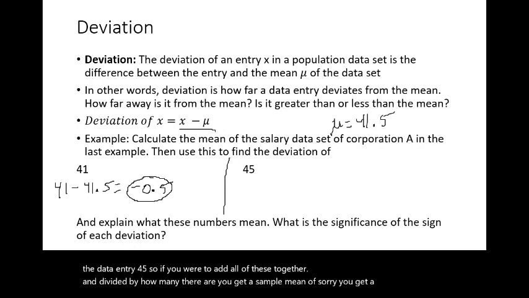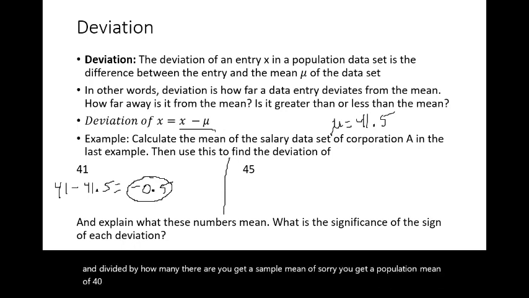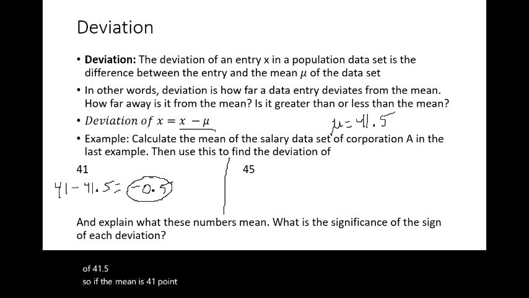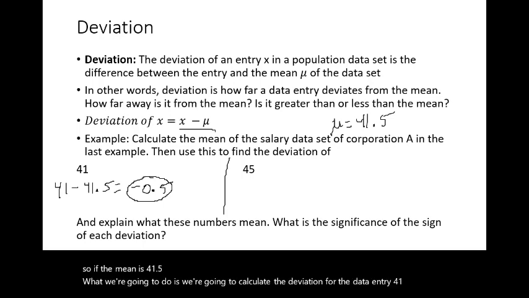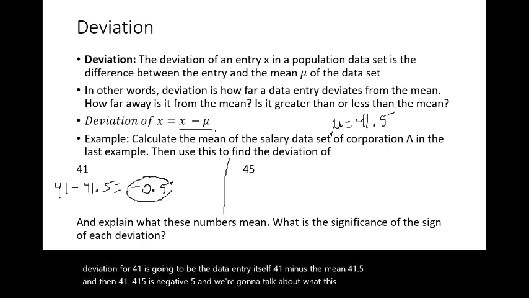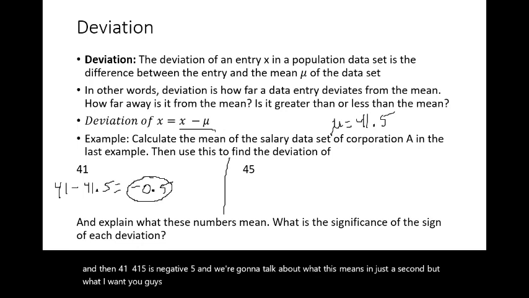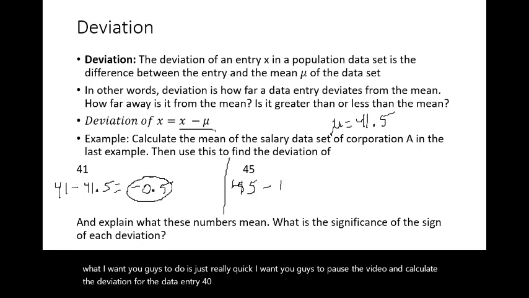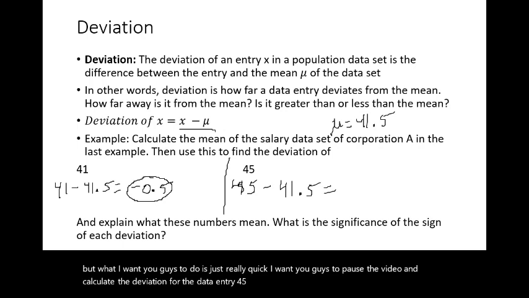But first, I want you to pause the video and calculate the deviation for the data entry 45. All right, the deviation for 45 is the data entry itself, 45, minus the mean, which was 41.5, and that gives us a deviation of 3.5.